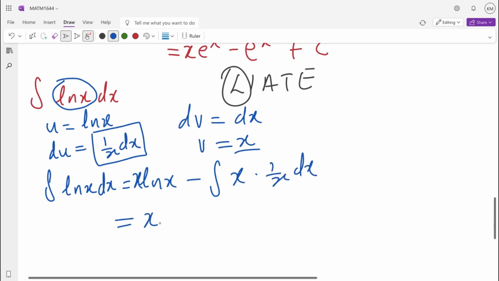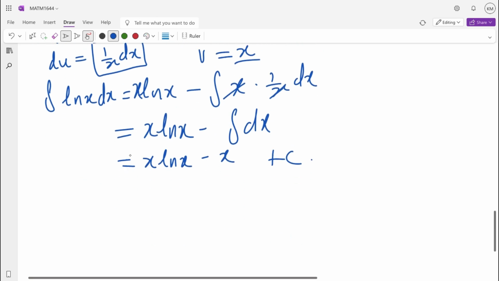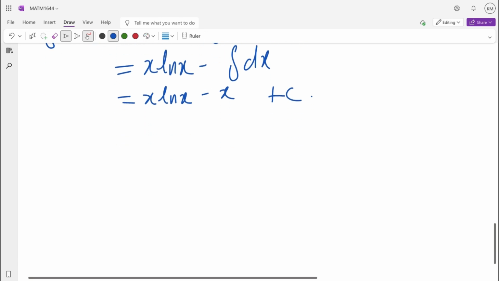So basically I have x ln x minus integral of, notice that this x and that one will cancel out. So I basically have integral of dx. So this is x ln x minus x, then plus c. This is the final answer to this problem. So the integral of ln x dx is x ln x minus x plus c, just like that. You see how easy it is to use integration by parts if you know what you have to do. So let's move on and do other problems.